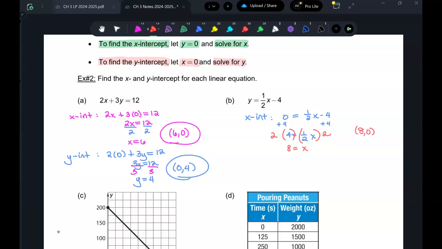So 8 comma 0. Now for the y-intercept. y equals 1 over 2 times 0 minus 4. So what do we get for y? y equals -4. So it's going to be 0 comma negative 4.